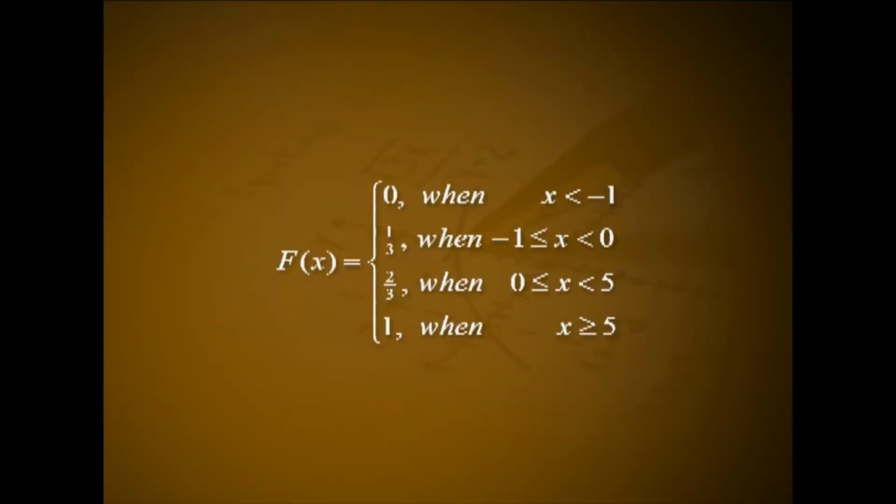Number 2. Given the distribution function of a discrete random variable X, find the probability distribution of X. F(x) = 0 when x < −1, 1/3 when −1 ≤ x < 0, 2/3 when 0 ≤ x < 5, and 1 when x ≥ 5. Solution.